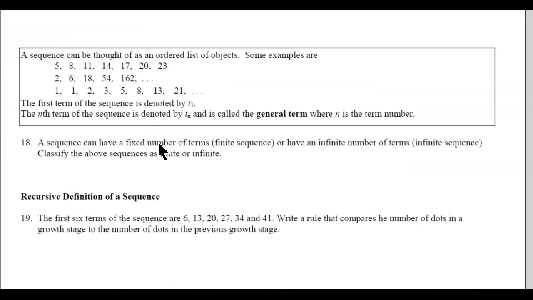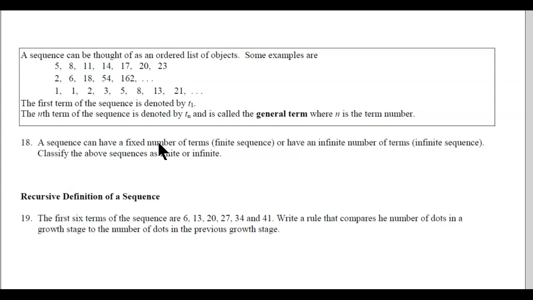Okay, so a sequence can be thought of as an ordered list of objects. There's some examples of some other sequences. We always call the first term T1. Well, I shouldn't say always. The Alberta curriculum does. And so when you get to the diploma exam, if there's something about a sequence, they'll use T's for terms. That makes sense, right?